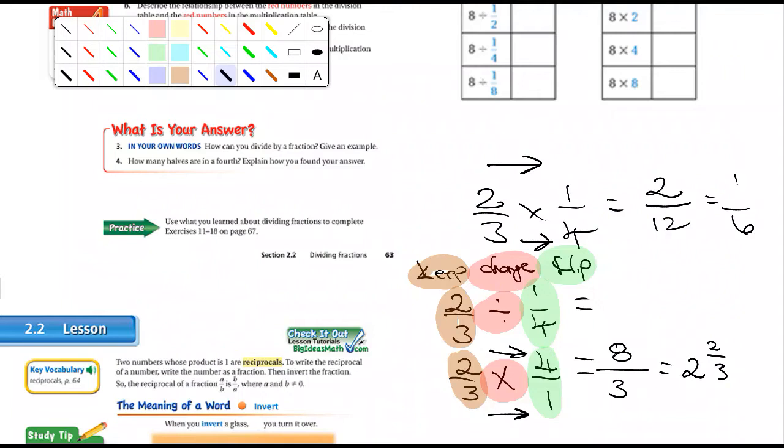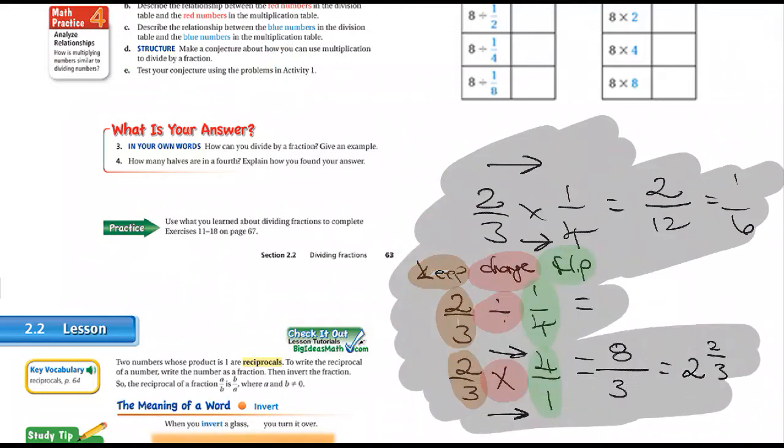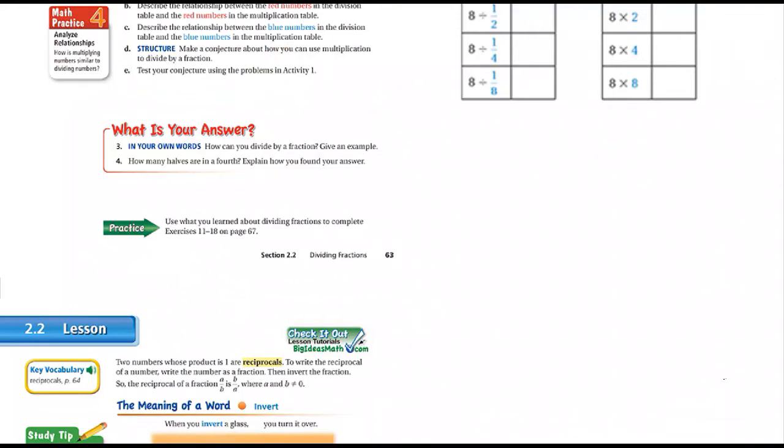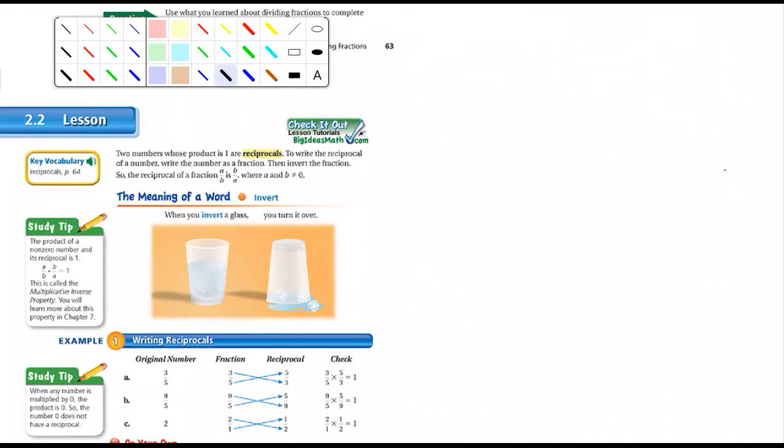All right? Now, something else that you were probably taught last year, it's called reciprocals. That's kind of a mouthful word, and let's take a look at that really quick. Okay? This is what I'm talking about. Reciprocals. And it says two numbers whose product is 1 are reciprocals. So in algebra, it looks like this.